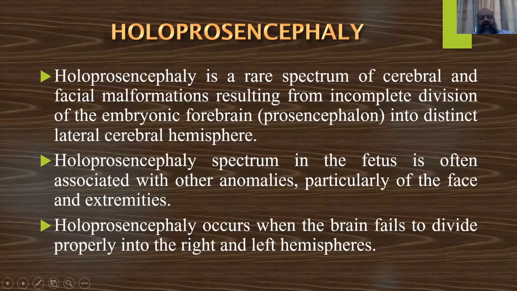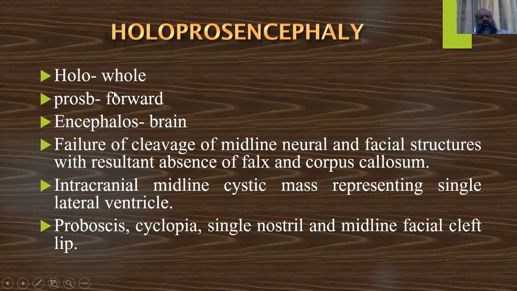Holoprosencephaly occurs when the brain fails to divide properly into the right and left hemispheres. So holo means whole, prosos means forward, encephalos is brain. So holoprosencephaly is failure of cleavage of midline neural and facial structures with resultant absence of falx and corpus callosum. Intracranial midline cystic mass representing single lateral ventricle. So we will get proboscis, cyclopia, which is a single eye, single nostril, and midline facial cleft lip.